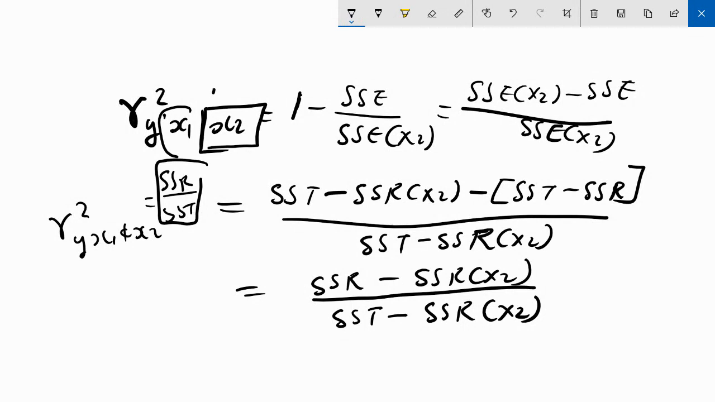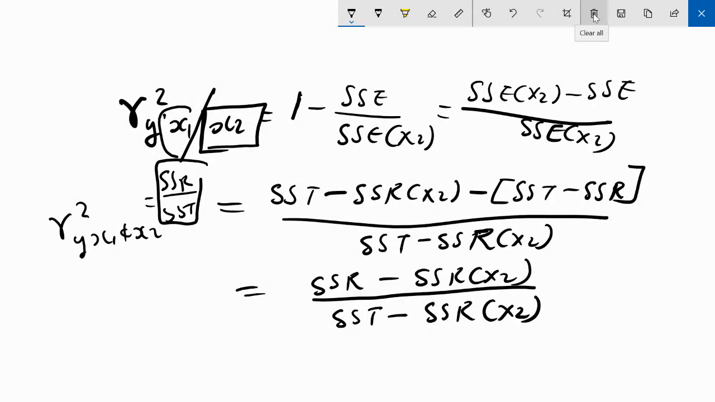I thought maybe you are not happy with the SSE, you have a problem to only involve SSR or SST. So even this formula, if you don't prefer SSE, you can still use the formula like this. It's still fine. We'll reach the same answers.